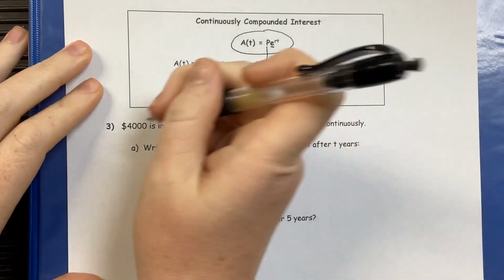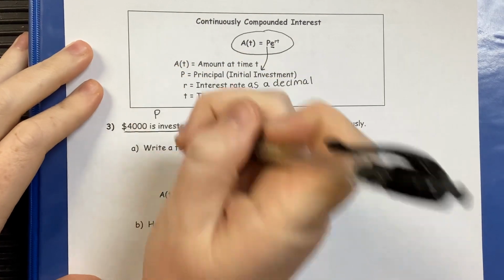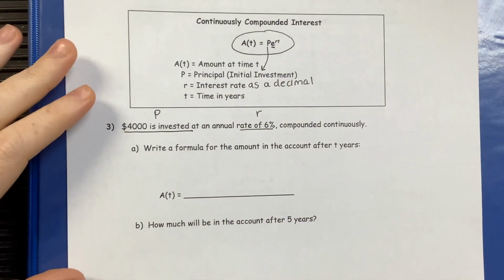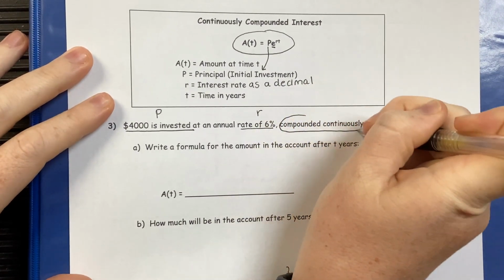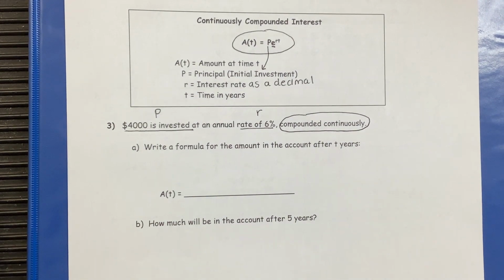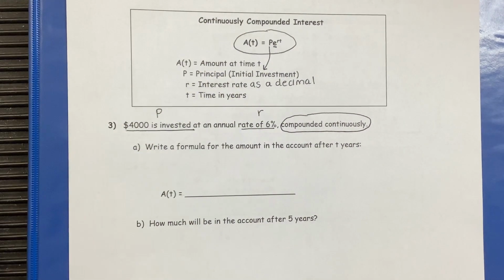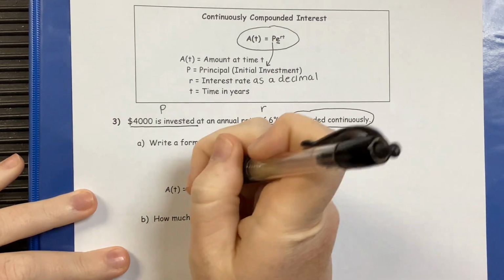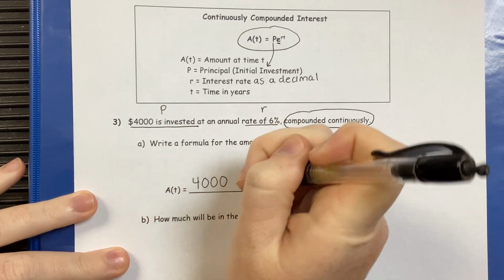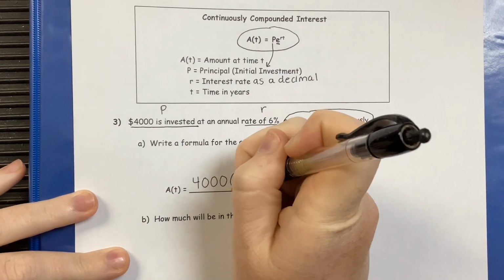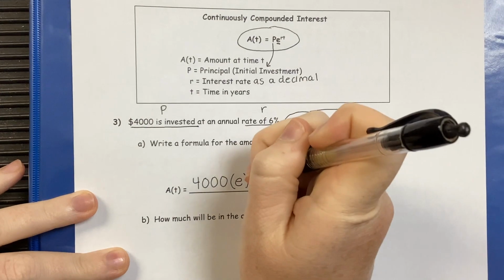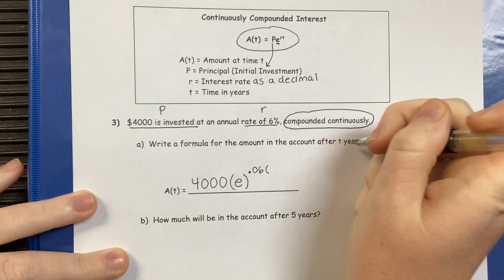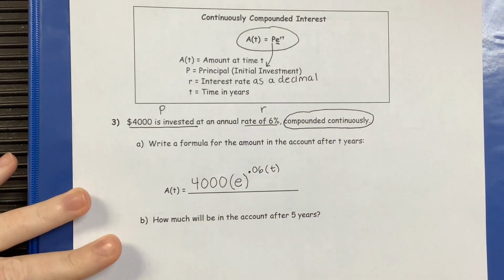So $4,000 is invested. That means that this is our principal or our starting amount. At an annual rate of 6%, that's our R value. And this is the keyword that you're looking for, or keywords. Compounded continuously. That means you're using this equation versus the other equation that we learned the other day. So if we plug in, we're going to know that it's 4,000. And then E raised to your R as a decimal is 0.06. And then your T value, which is whatever they give you in the problem.